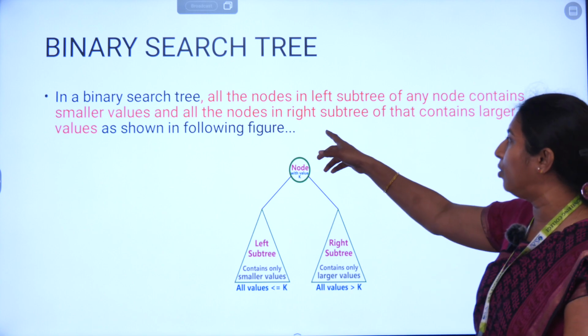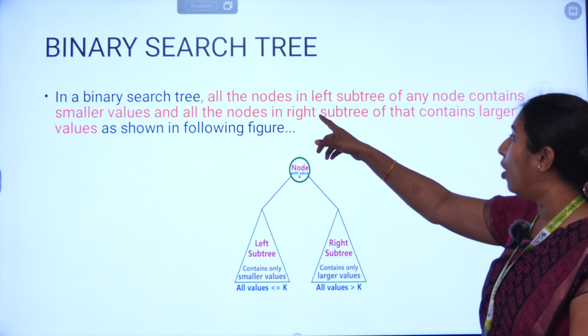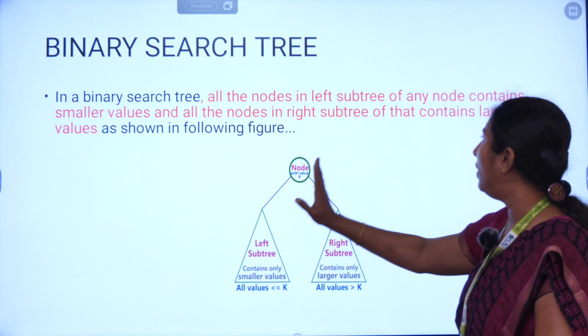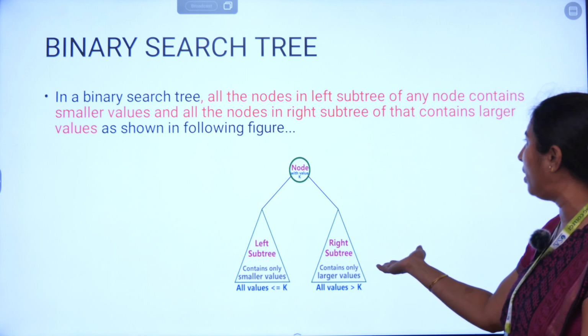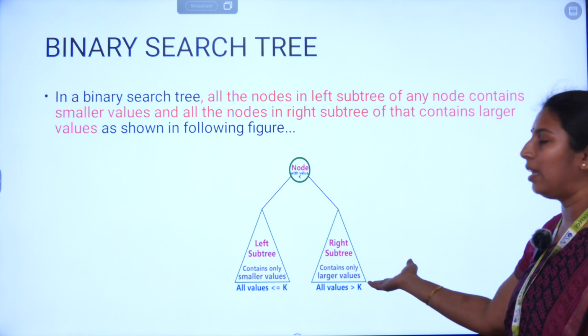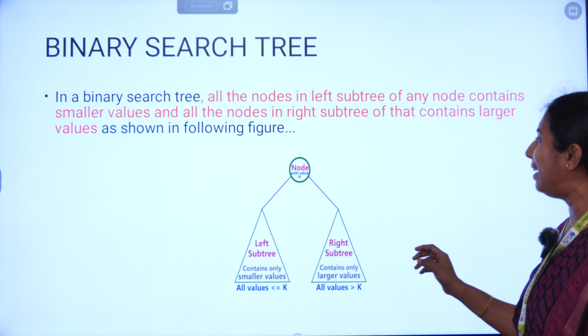The definition given over here for a binary search tree is that all the nodes in the left subtree will have nodes that contain smaller values, whereas the nodes in the right subtree will have values greater than the root node. That is your binary search tree.